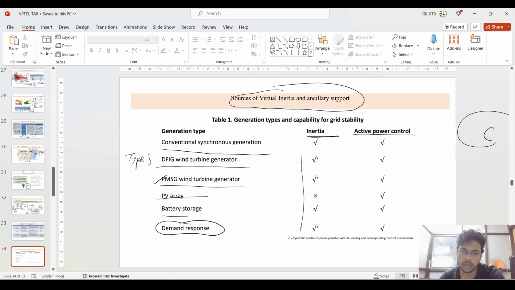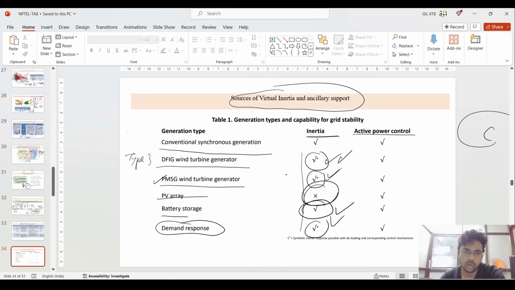You can see from where you can provide the inertia and the active power control. The inertia can be provided through all the generating points except the PV array. Why? Because you cannot provide the certain power from this PV array. If you have battery storage, you can provide. Also, this star term is a synthetic inertia. Synthetic inertia in what sense? It is possible that with deloading and the corresponding control mechanism, you can utilize that based upon certain situations.